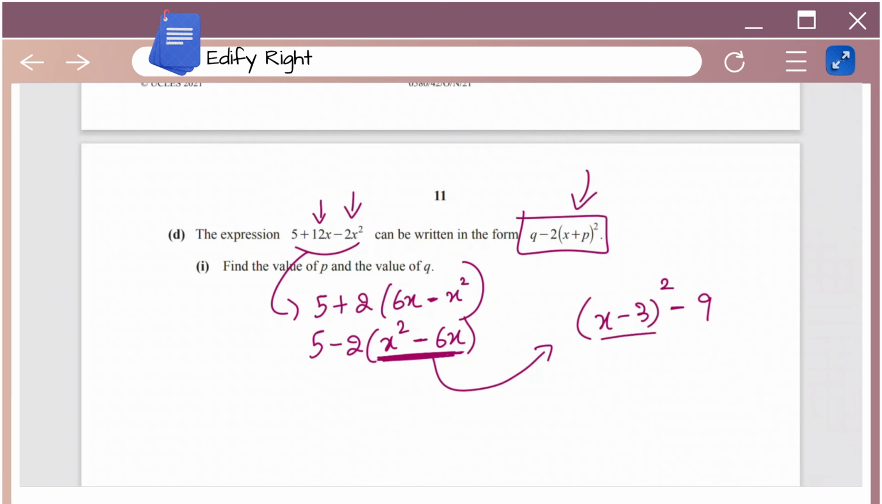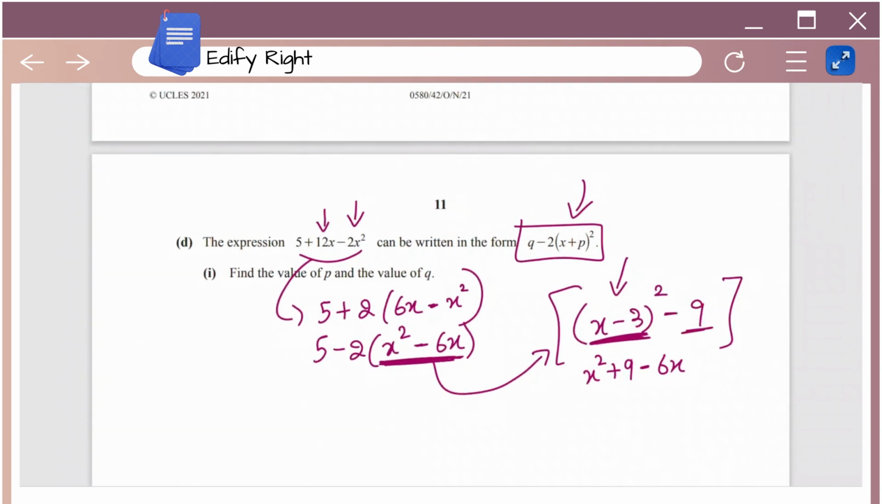So why am I doing this? Because when you open this bracket, it's in the form of (a minus b) whole square. So when you open this bracket, you still will get x square minus 6x. Let me show you that. So it will be x square plus 9 minus 6x, and then you have a minus 9 over here. So this 9 and this 9 get cancelled, you're left with x square minus 6x. So as you can see, the same expression I can rewrite it this way.